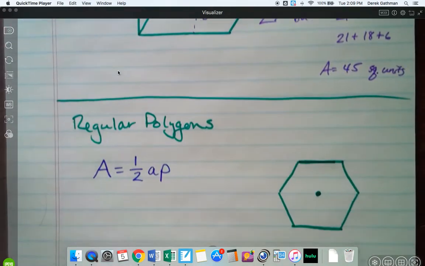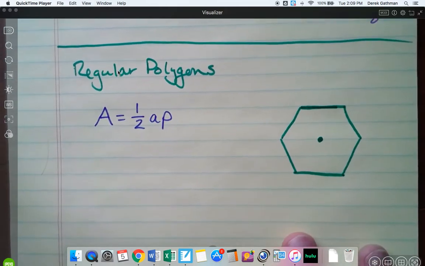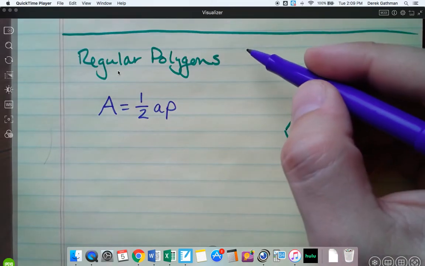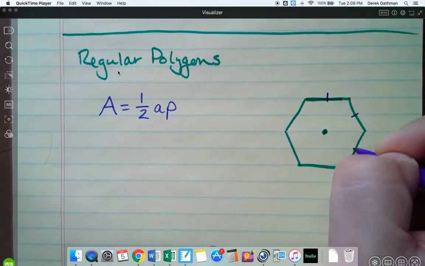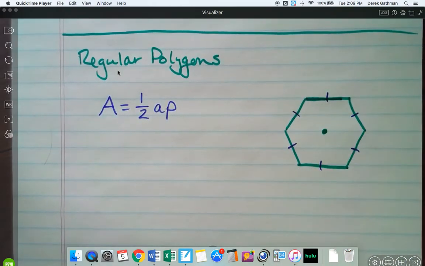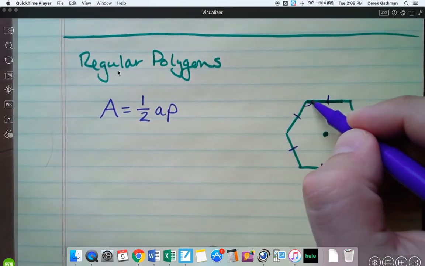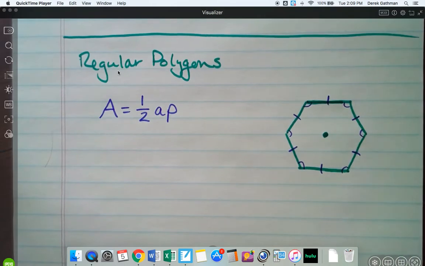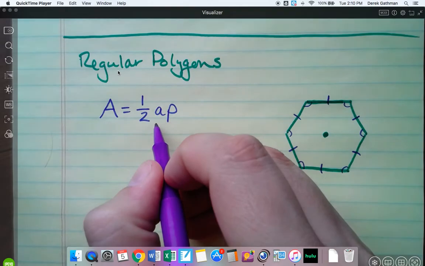So the real new thing that we're adding in here is a regular polygon. We are not used to working with finding the area of pentagons, hexagons, things like that. We can find the area of a regular polygon. A regular polygon just means that all the side lengths and angle measurements are the same. So each side length, each angle measurement is congruent in that shape. So I've got a regular hexagon here, and we're going to find the area. The formula for the area of a regular polygon is 1/2 times the A times P.